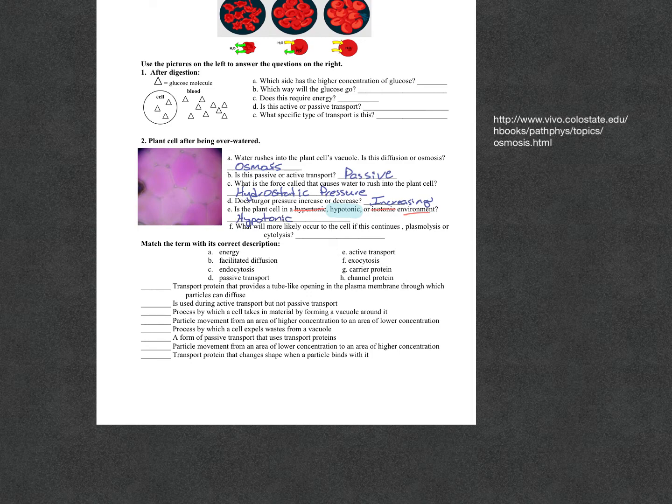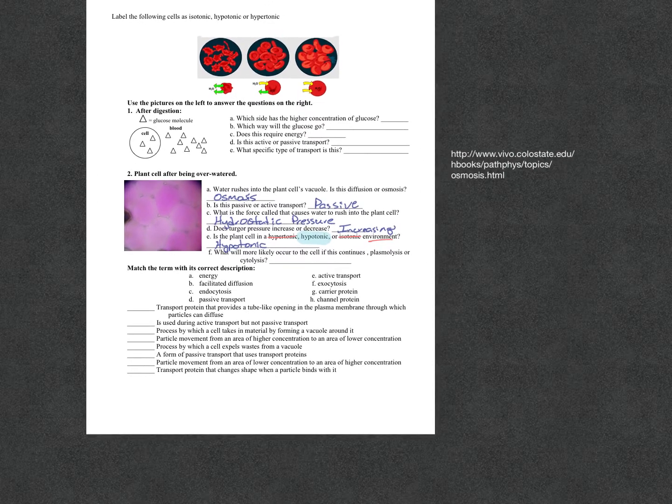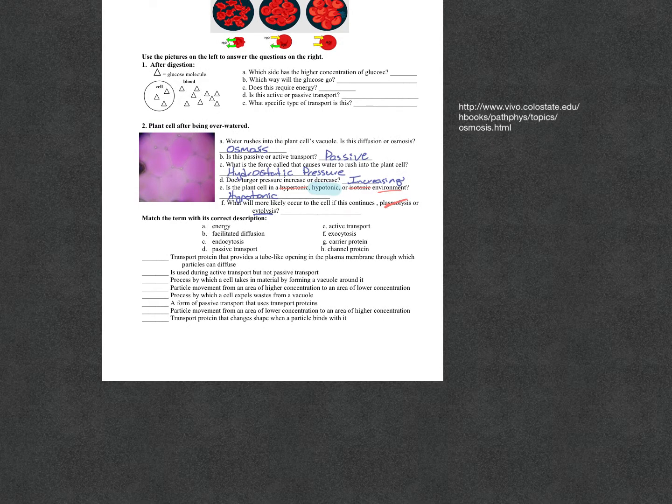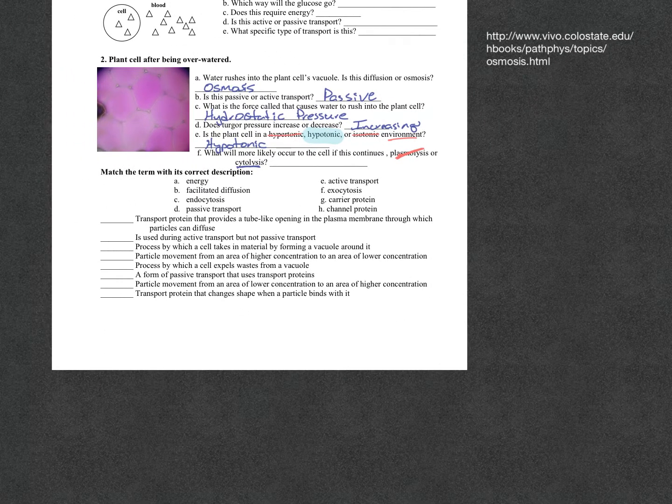What will more likely occur in the cell if this continues? Plasmolysis or cytolysis? Cytolysis is likely, not plasmolysis, because remember, plasmolysis is the shrinking of the cell, so it's not going to shrink; it's going to swell up. Very difficult to happen in plant cells, but yeah, it's possible. All right, let's move on.